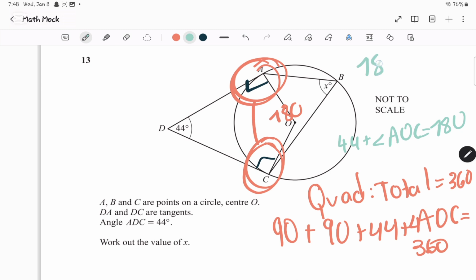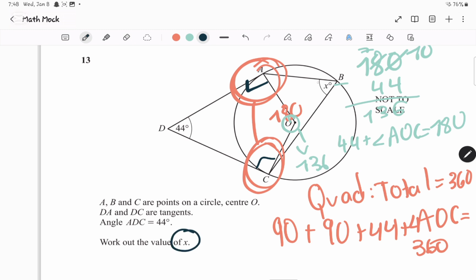So it becomes 180 minus 44, which gives 136. So now we have that this angle over here is 136. But is this the angle we need, or the angle that they need? No. They need the value of x.